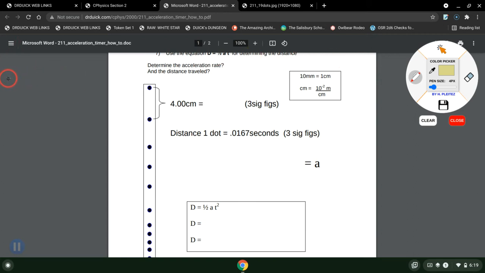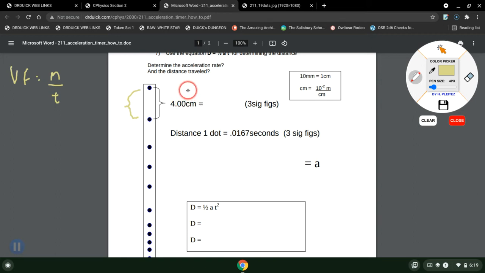First, we've got to determine our final velocity. So VF equals the total distance traveled divided by the amount of time. We're talking about the time between two dots, and it gives you right here 0.167 seconds. Now, it says 4 centimeters. I cannot use 4 centimeters. I must use meters for this whole operation.